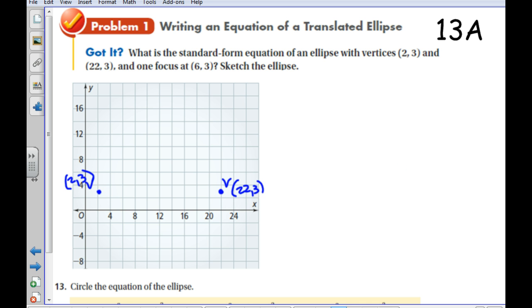And we're not going to talk about this quite yet, but I'm going to go ahead and graph it for you. Over 6 and up 3 is one of the focus points. Okay. When we have an ellipse, what's the general form we're looking for? Something squared with a plus in the middle.